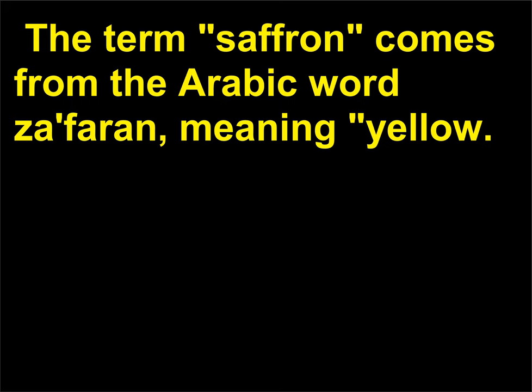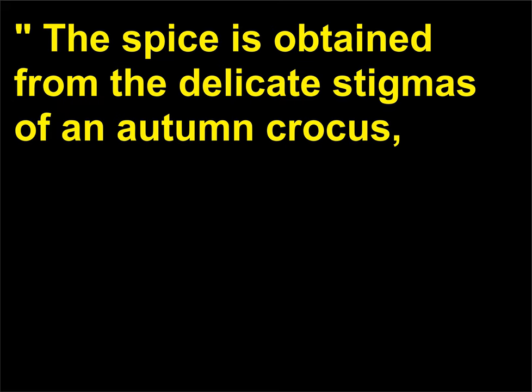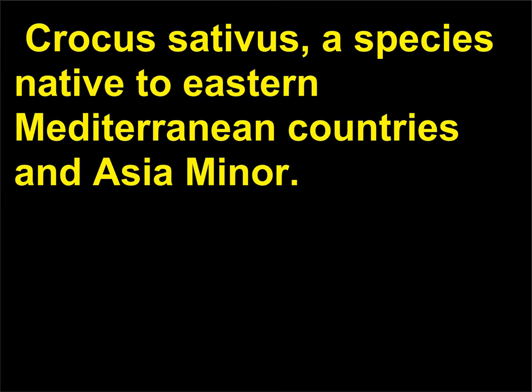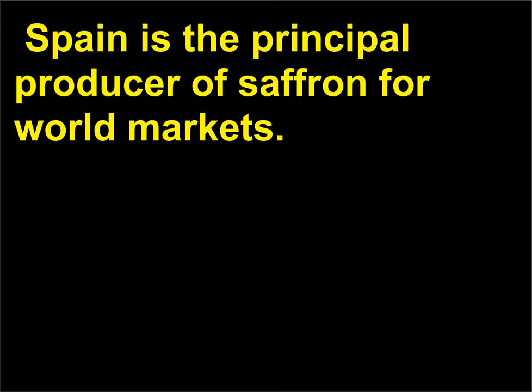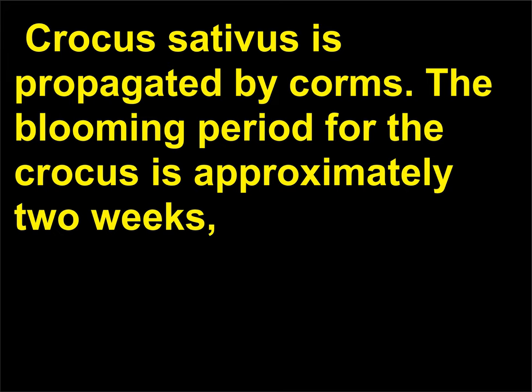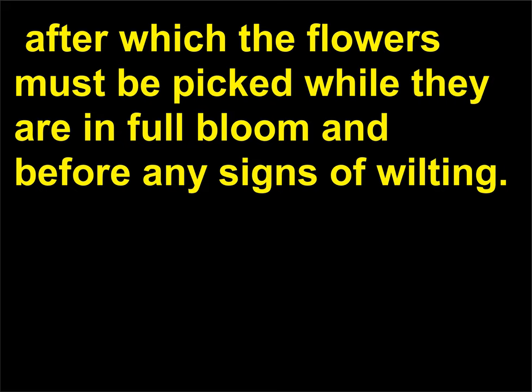The spice is obtained from the delicate stigmas of an autumn crocus, Crocus sativus, a species native to eastern Mediterranean countries and Asia Minor. Spain is the principal producer of saffron for world markets. Crocus sativus is propagated by corms. The blooming period for the crocus is approximately 2 weeks, after which the flowers must be picked while they are in full bloom and before any signs of wilting.